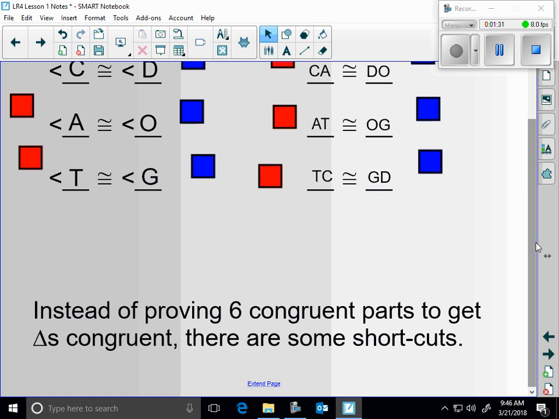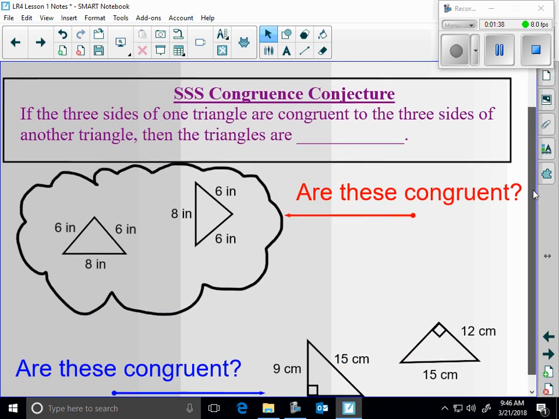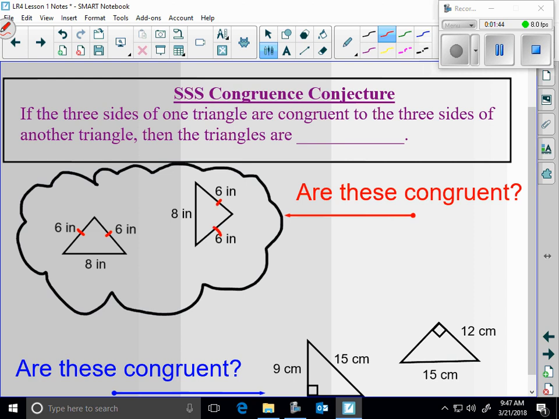So let's move on to our first conjecture, which is the side-side-side congruence conjecture. I think we can all agree that looking at these triangles here, they would be the same size and shape, congruent, right? Agreed? Okay, so that one is handed to you.